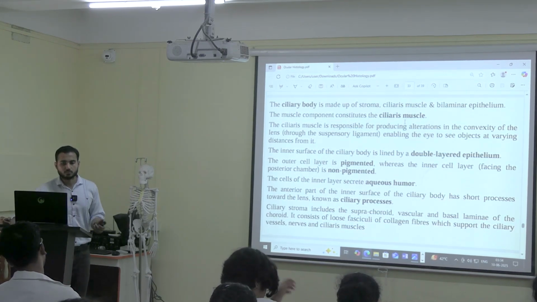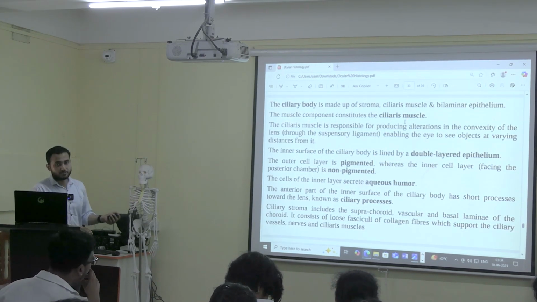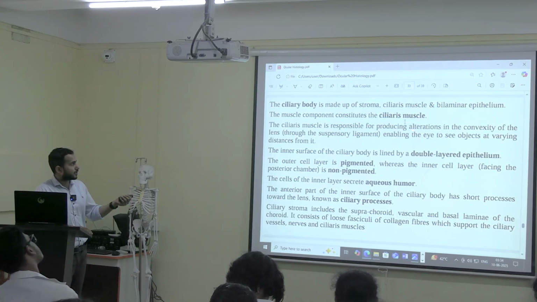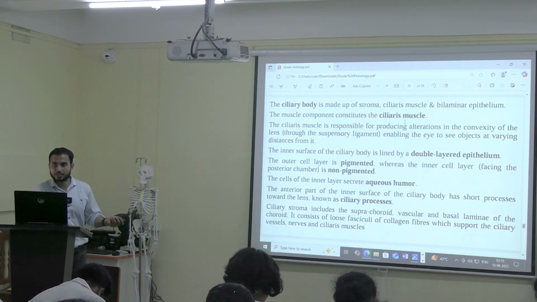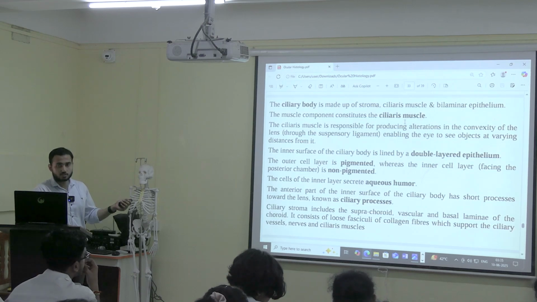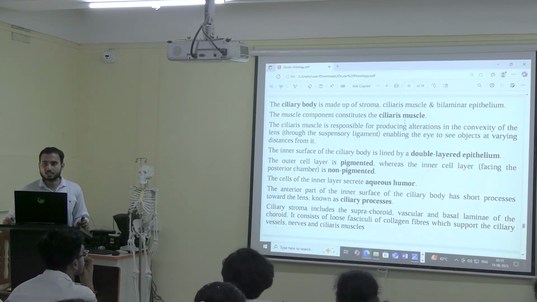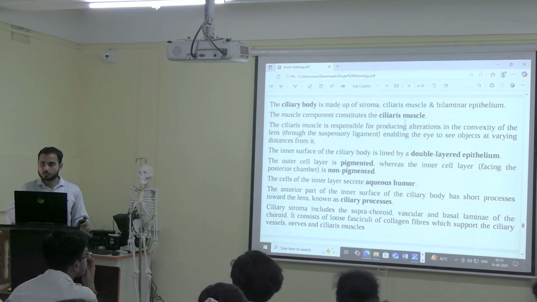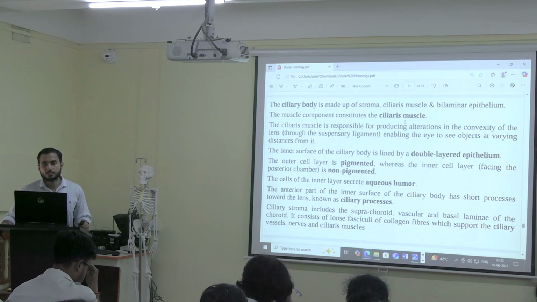Now if you see the muscle component, it consists of the ciliaris muscle. What is its function? It is responsible for producing alteration in the convexity of the lens. This ciliary muscle alters the convexity of the lens, enabling the eye to see objects at varying distances. That means near object, far object, whenever we see, the shape of the lens changes. How does this change happen? Due to the contraction of the ciliaris muscle. Where is the ciliaris muscle present? It is present in the ciliary body.